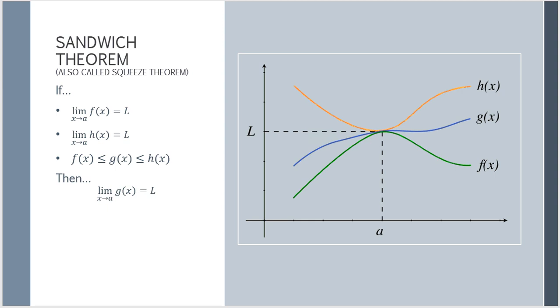And what happens is because g must always be between them and the top and the bottom have the same limit at the same x coordinate, g must also have that same limit. If we are going to use this, before we can say the conclusion, we have to say the first 3 points. We have to show the limit as x approaches a of the bottom, the limit as x approaches a from the top, and show they're the same, and that g is always between them.